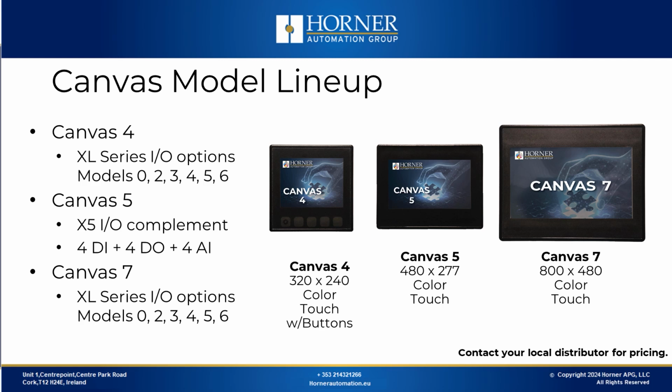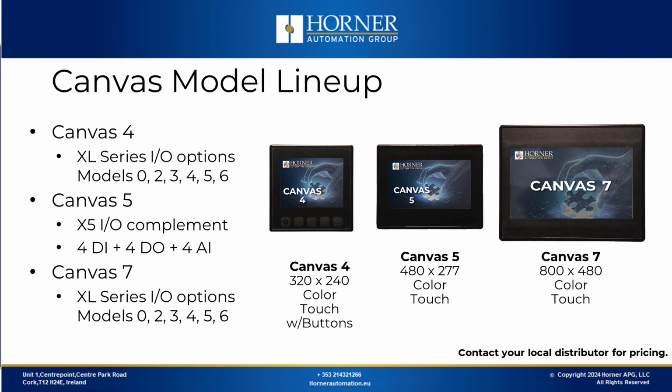All the models in Canvas, with the exception of one, feature XL series I/O options. So when you order them, you will select whether you want a Model 0 with no built-in I/O, a Model 2, which is 12 digital in, 6 relay out, and 4 analog in, a Model 3, which is 12 in, 12 out, solid state, and 2 analog in, a Model 4, which adds more digital I/O, which is a combination of digital and analog, or a Model 6, which is one of our more popular models because it has the most extensive analog options available.